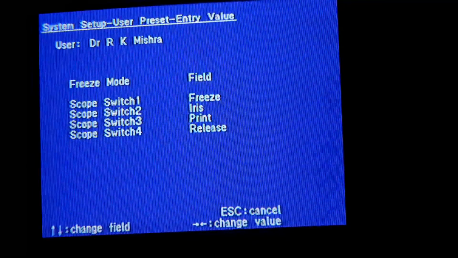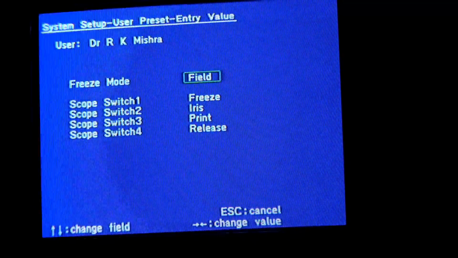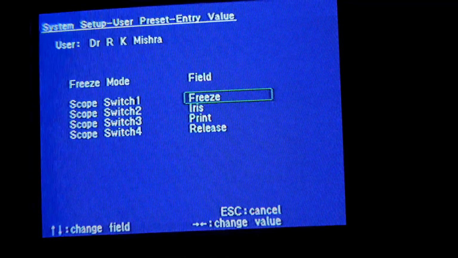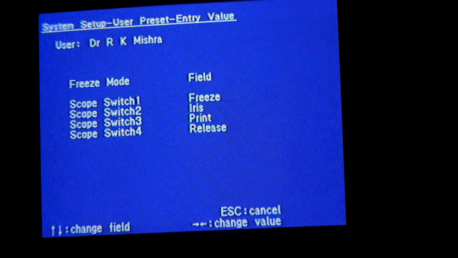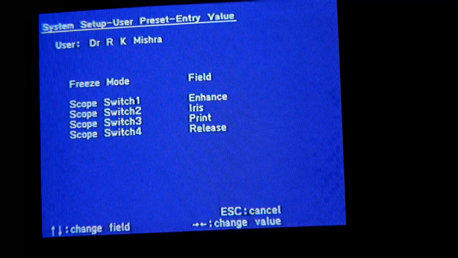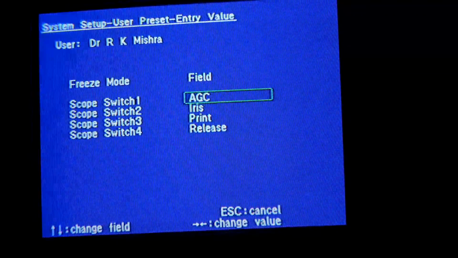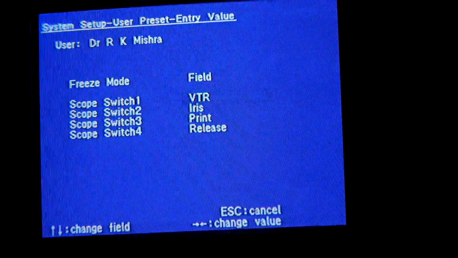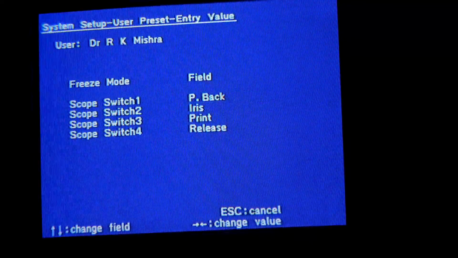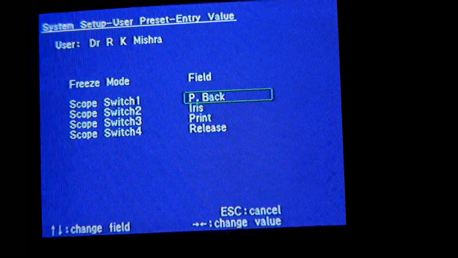Then this is freeze mode. Freeze mode is of two types: one is field, another is frame. You can select. Now this is scope switch 1. Switch 1 is right now freeze. I can change it to field mode, release, iris, digital enhancement, contrast, automatic gain control, video tape recording, printing, or playback. Playback means the digital file which is recorded will play also.